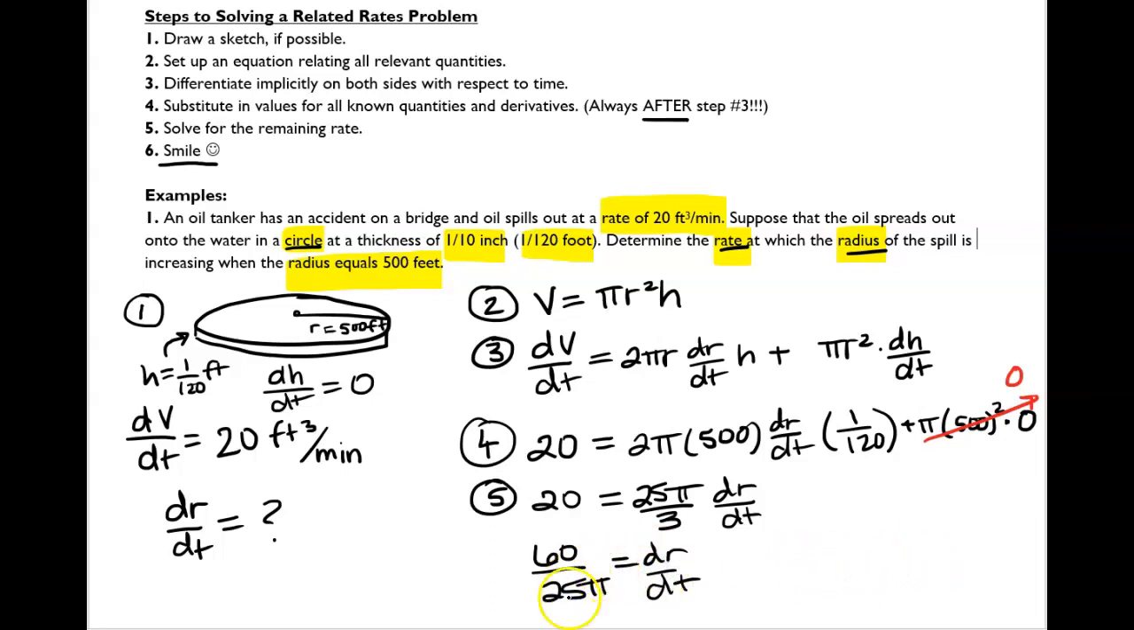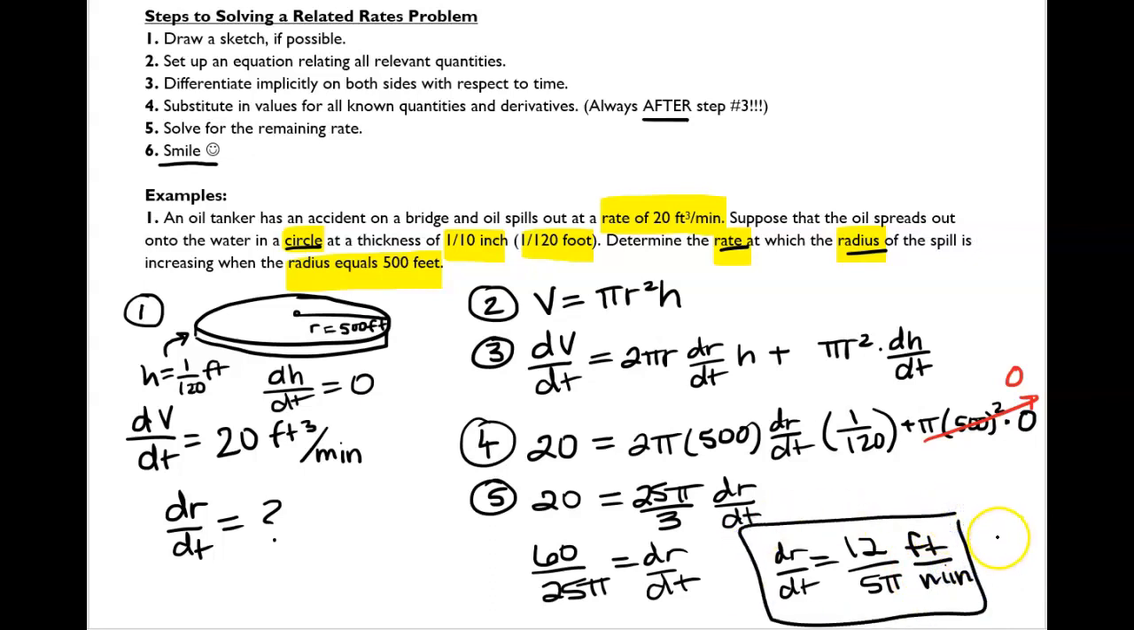And then I can simplify that, but you do want to make sure your rate has units at the end. And so I'm going to say dr/dt. I can simplify that a little bit. I can divide each of those by 5. 12 over 5 pi. Now this was the rate of change of the radius. The radius was in feet, so this is going to be feet per minute, per my time in the problem. And don't forget your smiley face because we're happy to have solved this problem.